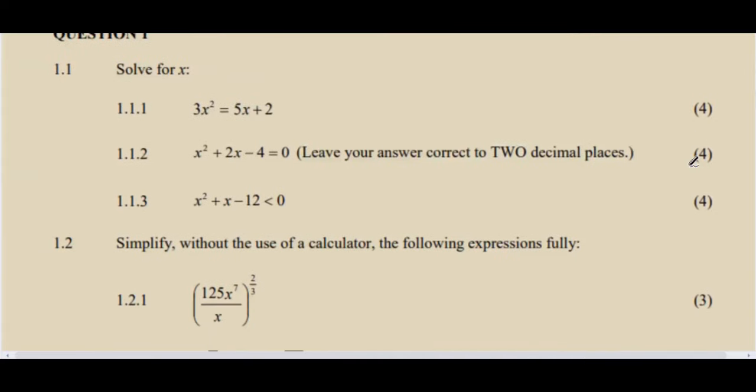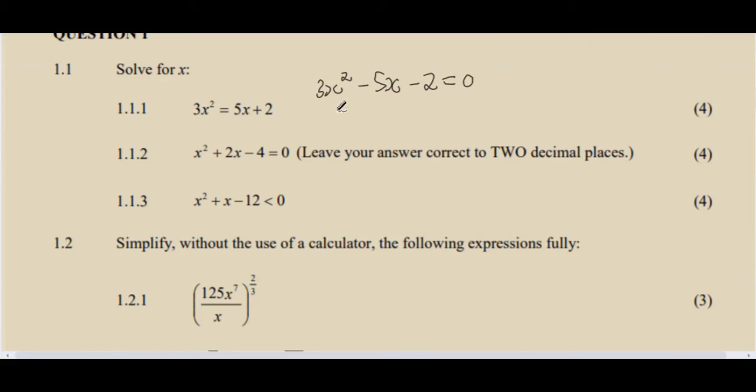Okay, so let's proceed to the next one. We have question 1. It says solve for x for 1.1.1. We are given this, right? So now we can see that we cannot solve this. The first thing that we need to do is arrange it so that it's in quadratic form. So we're going to take all this and bring it over to the left-hand side. So we have 3x squared minus 5x and then minus 2 is equals to 0.